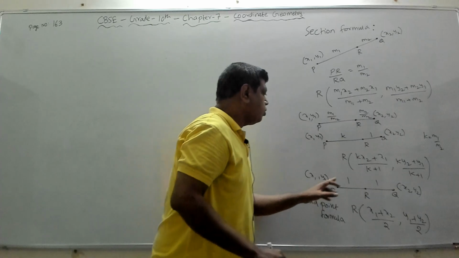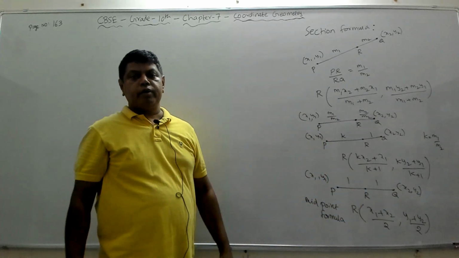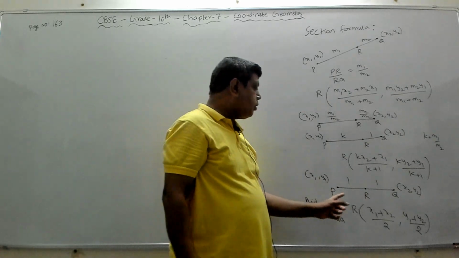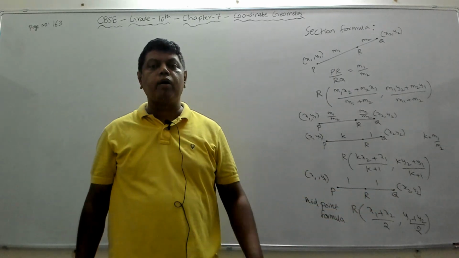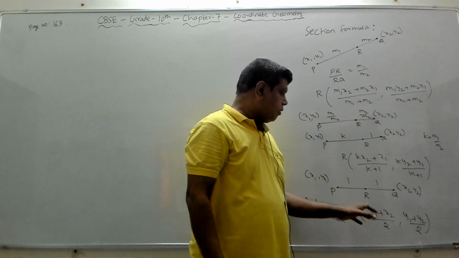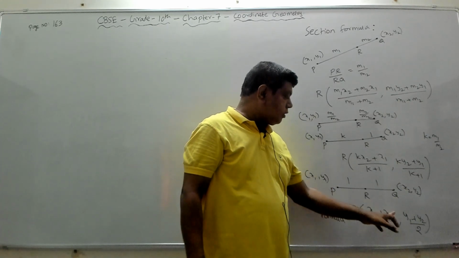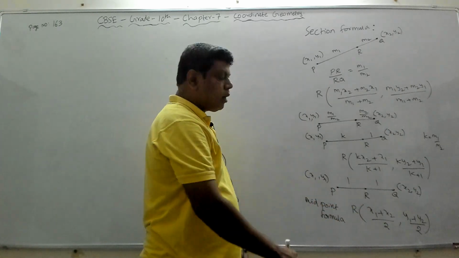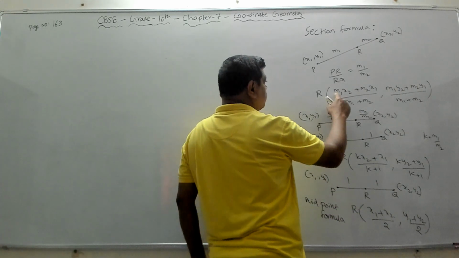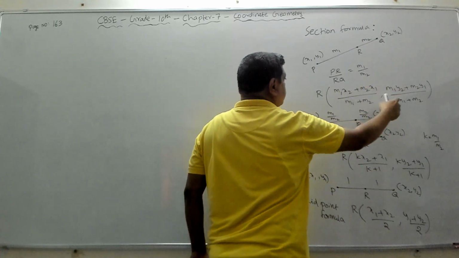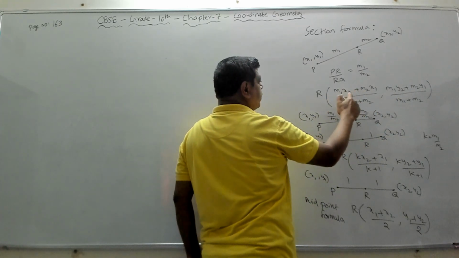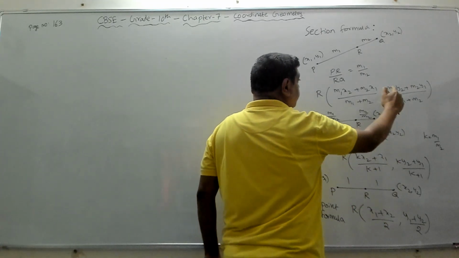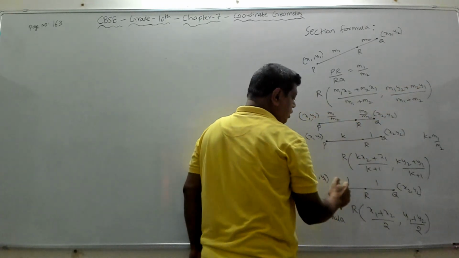So if you know the coordinates of 2 points, then the midpoint of the line segment joining those 2 points is given by the point R, which is x1 plus x2 by 2, comma y1 plus y2 by 2. How has this formula come? This formula has come by substituting m1 as 1 and m2 as 1 in this equation. If you put 1, 1, you will get x2 plus x1 by 2, the same as x1 plus x2 by 2. Again, I put m1 as 1 and m2 as 1, because the ratio is 1:1.